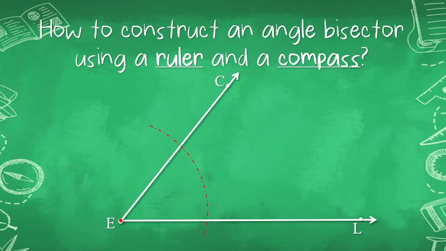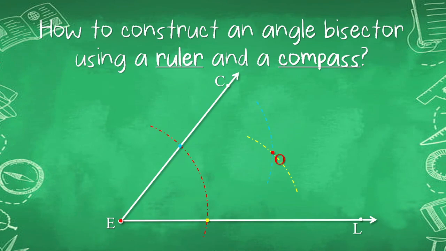First, place the pointed end of the compass to vertex E and freely draw an arc intersecting the rays of the angle, as shown in red. Next, place the pointed edge of the compass to the intersection and draw the second arc inside the angle, shown in blue. Third, without changing the opening of your compass, repeat the previous step on the other ray of the angle by creating intersecting arcs inside the angle, shown in yellow.